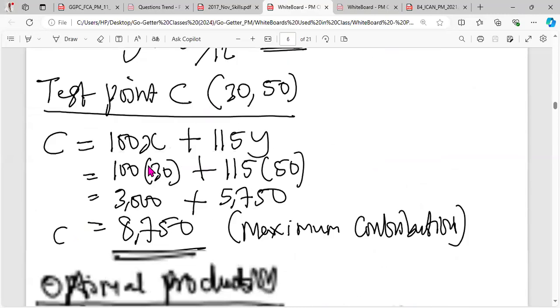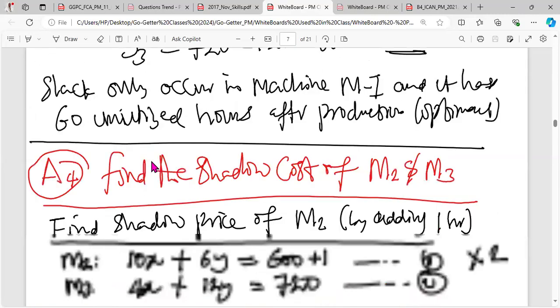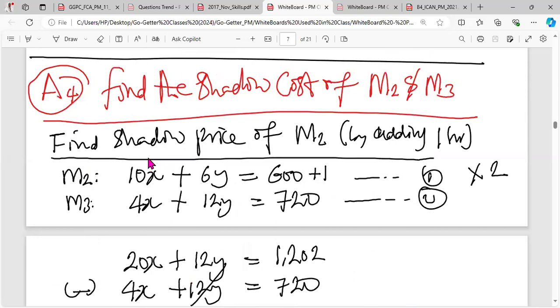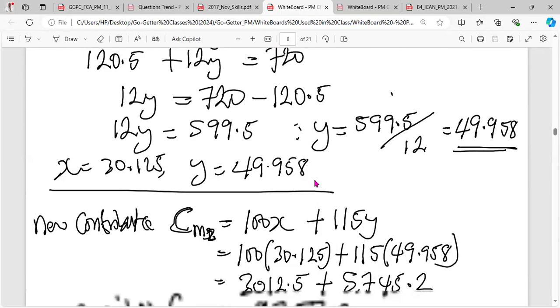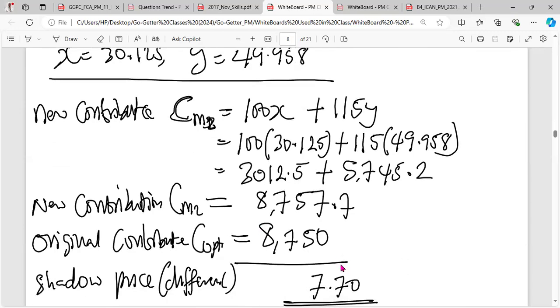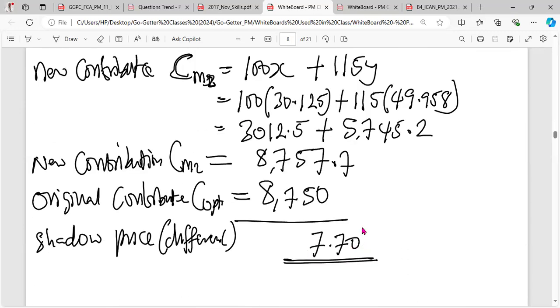All right, so we then decide to go another step further to find the shadow cost. How do we find the shadow cost? We look at the bounding constraints M2 and M3 and we take them in turns. When M2 was chosen, we just add 1 to the quantity, and we are saying that if we can just increase this by just 1 unit extra, how much contribution are we going to get? We found out that we had an extra contribution of 7 naira 70 kobo.